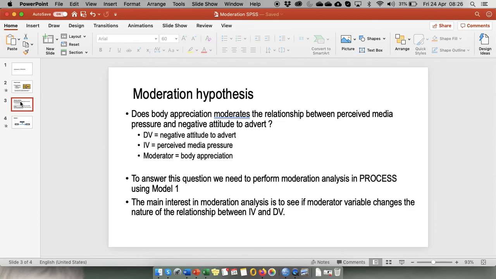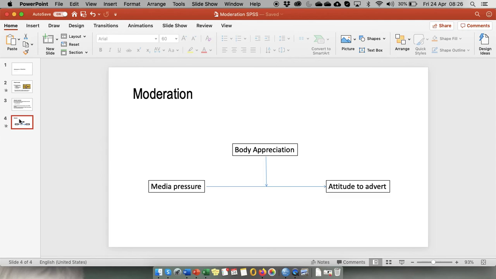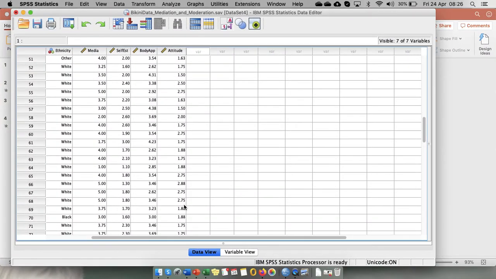To answer this question, we need to perform a moderation analysis in process using Model 1. Model 1 is the basic moderation model, and this is the model where we'll be testing. So we have our predictor variable, our moderator variable, and our outcome or dependent variable. So here is the data set.